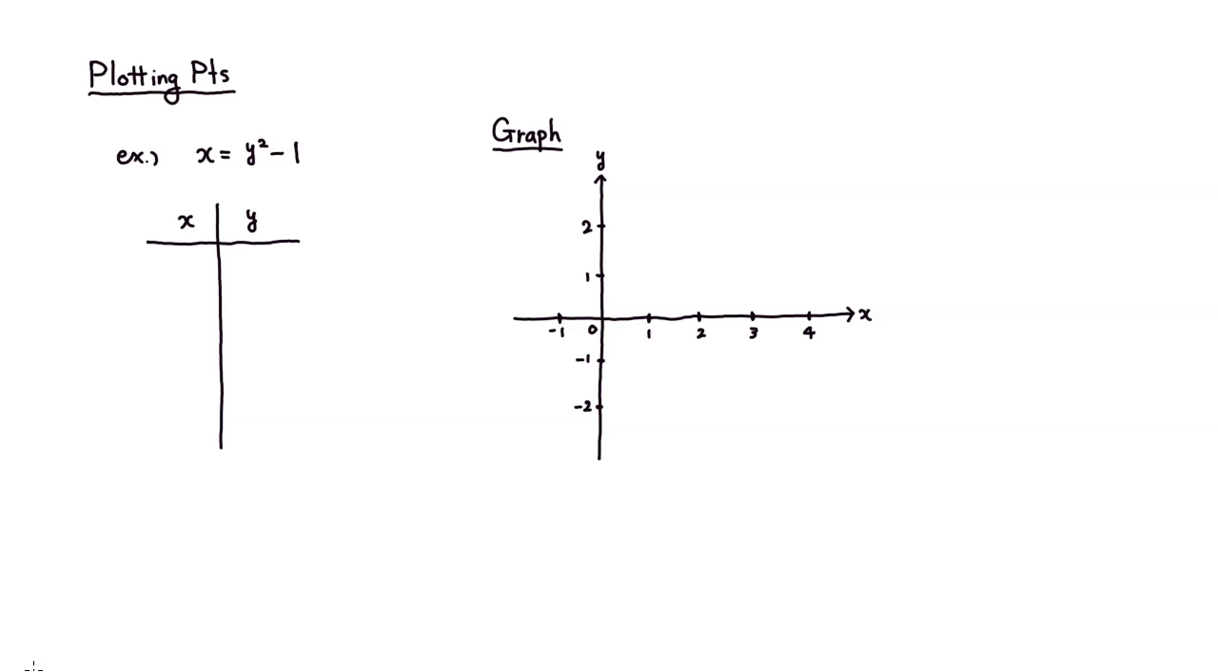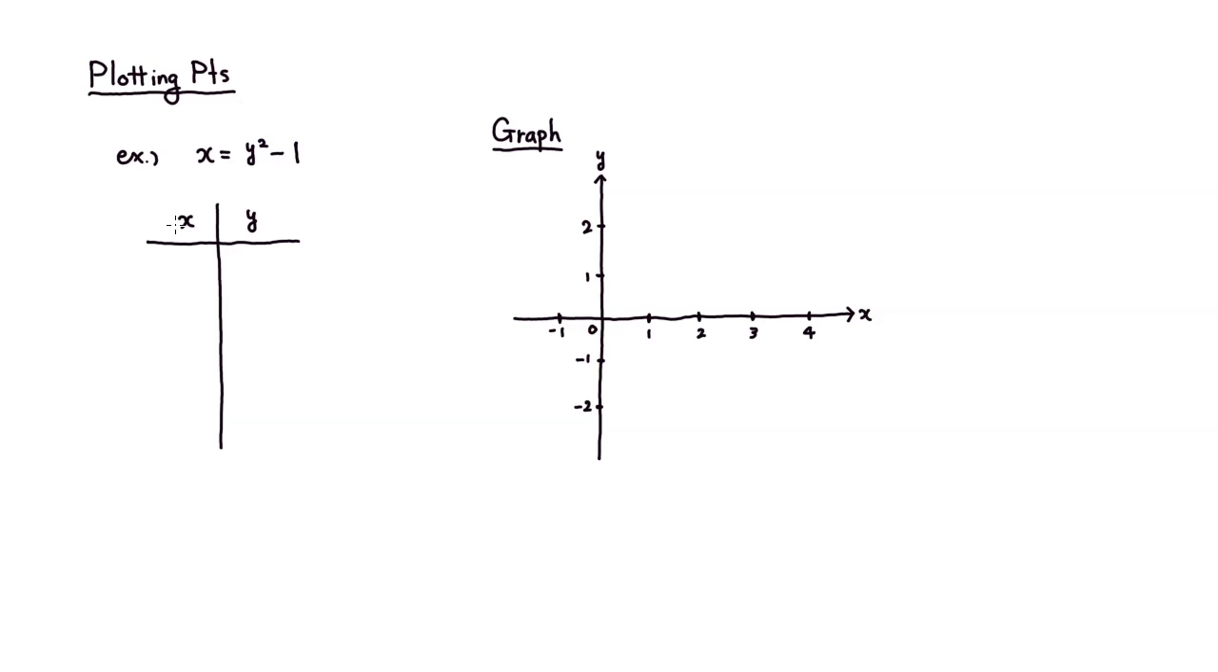All right, so let's say we want to find a few sample points so we can guess what it looks like. So x equals y squared minus 1. I'm going to pick some numbers, but systematically. I'm going to decide on the y values first because the equation is given as x equals. If you know the y value first, it's easier to find the x value.